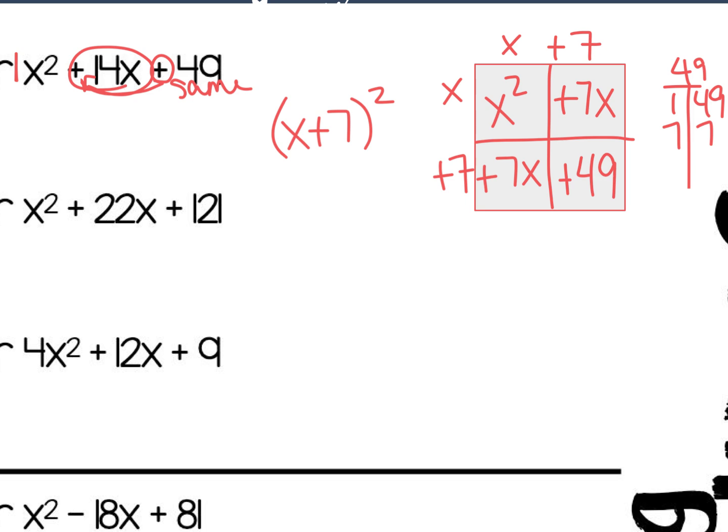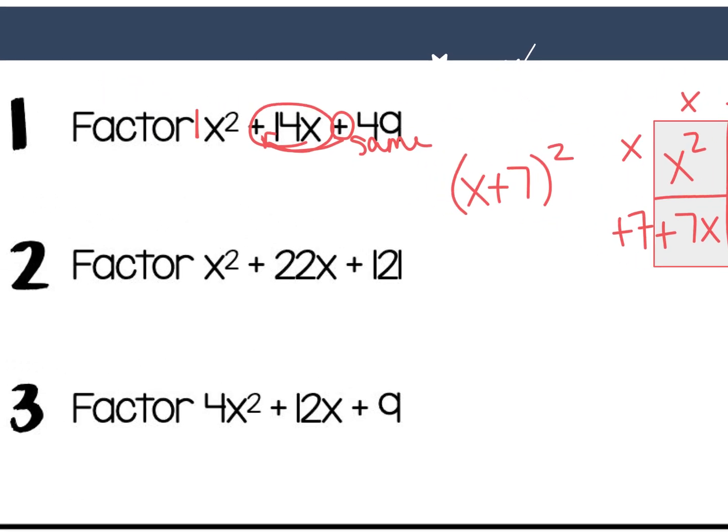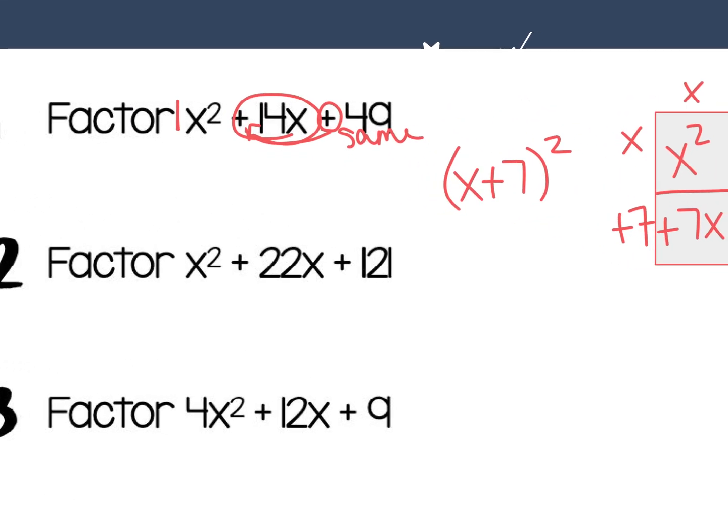So the way the shortcut works, this first term, 1 x squared, is a perfect square. What is the square root of 1? 1. What's the square root of x squared? X. Look at your signs. We already said that they're the same. They're both going to be positive. What is the square root of 49? 7. And we would have to square that. Did we not get the same thing without the box?